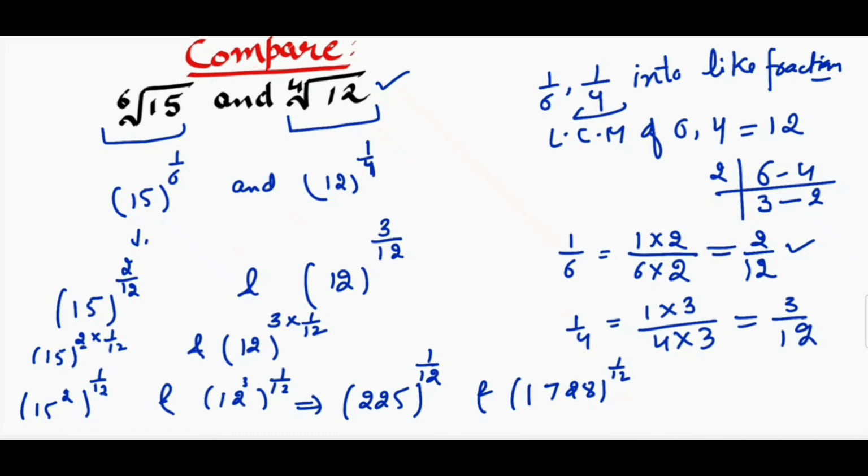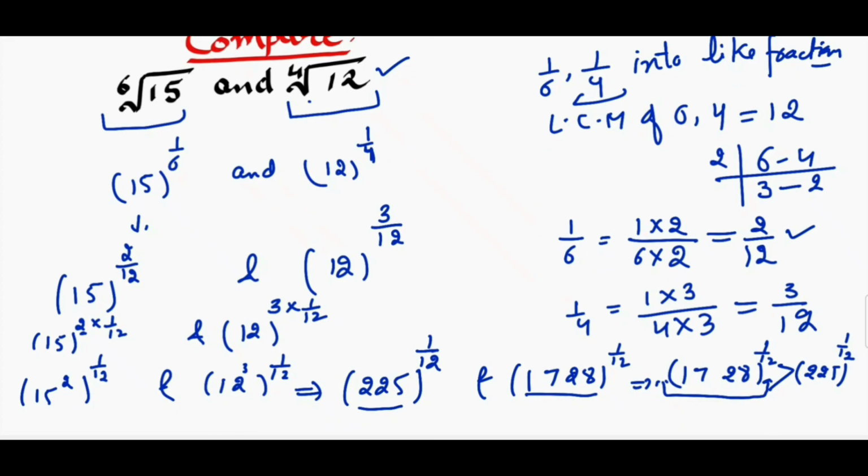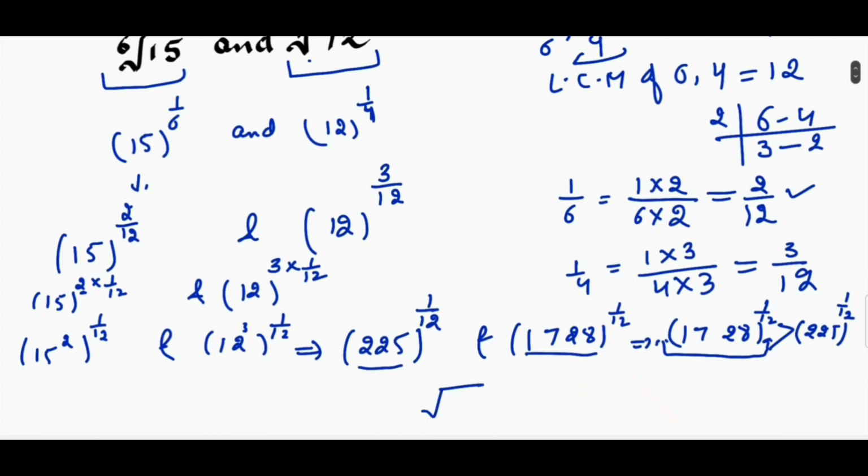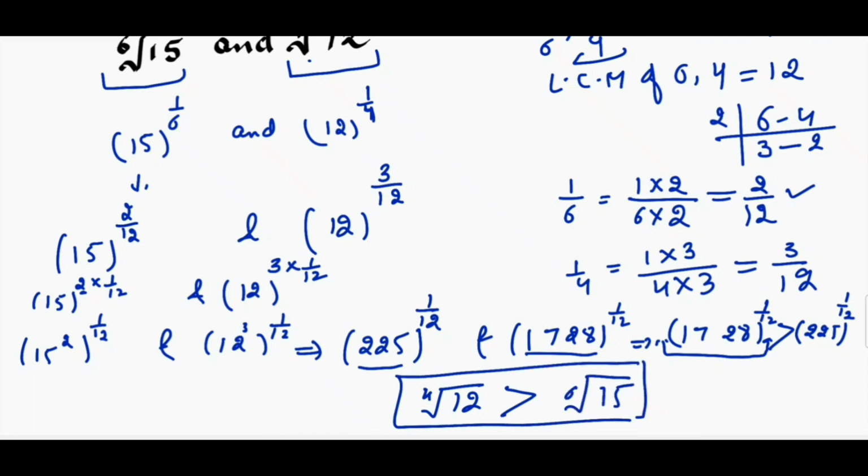Now see which number is greater, this one or this one. We know this 1728 is greater than 225. This means that 1728 raised to power 1 divided by 12 is greater than 225 raised to power 1 divided by 12. So we know this is equivalent to this. So it means my answer is 12. This is greater than this number. So this is my answer.